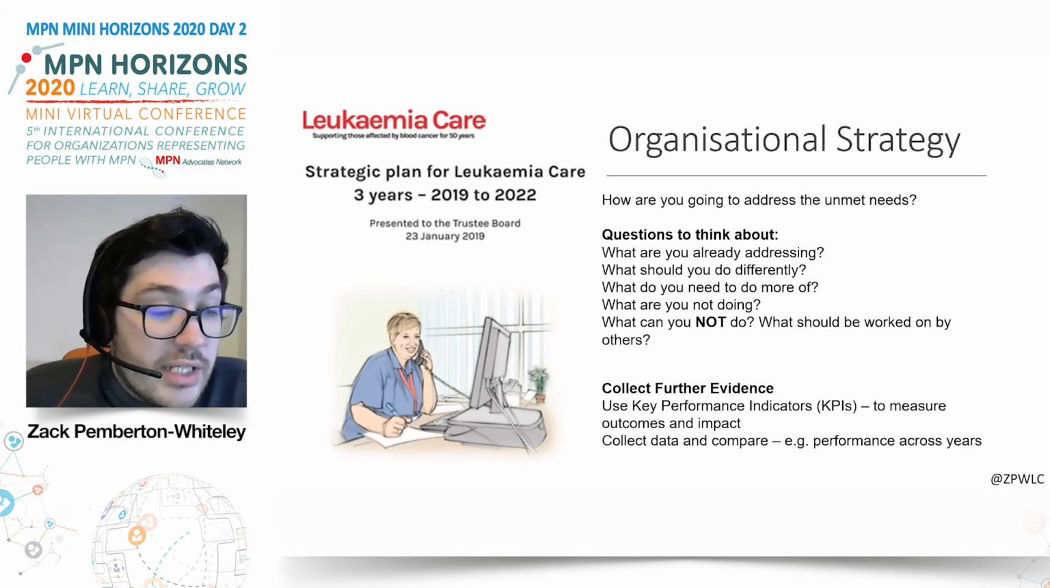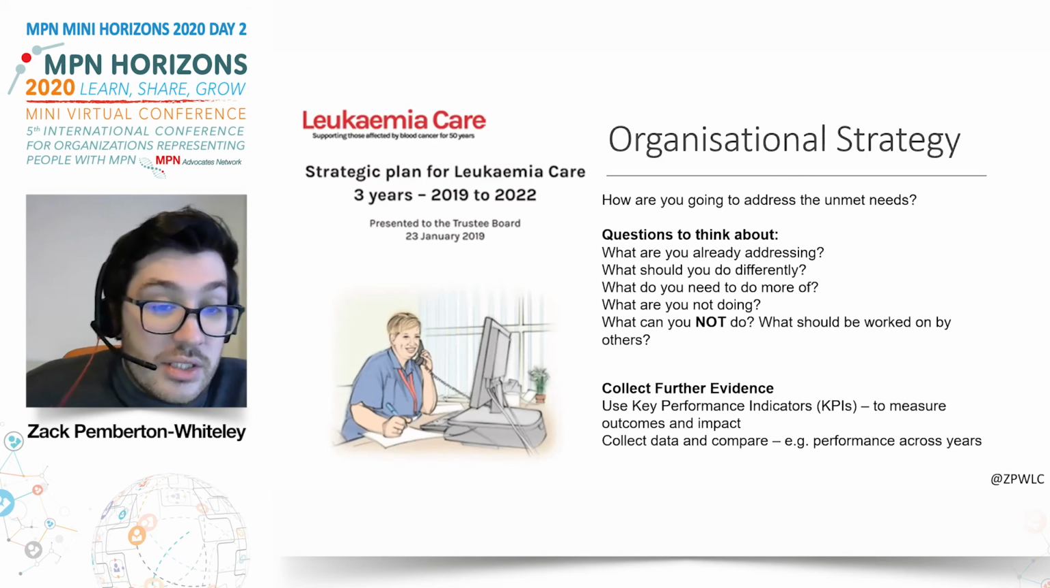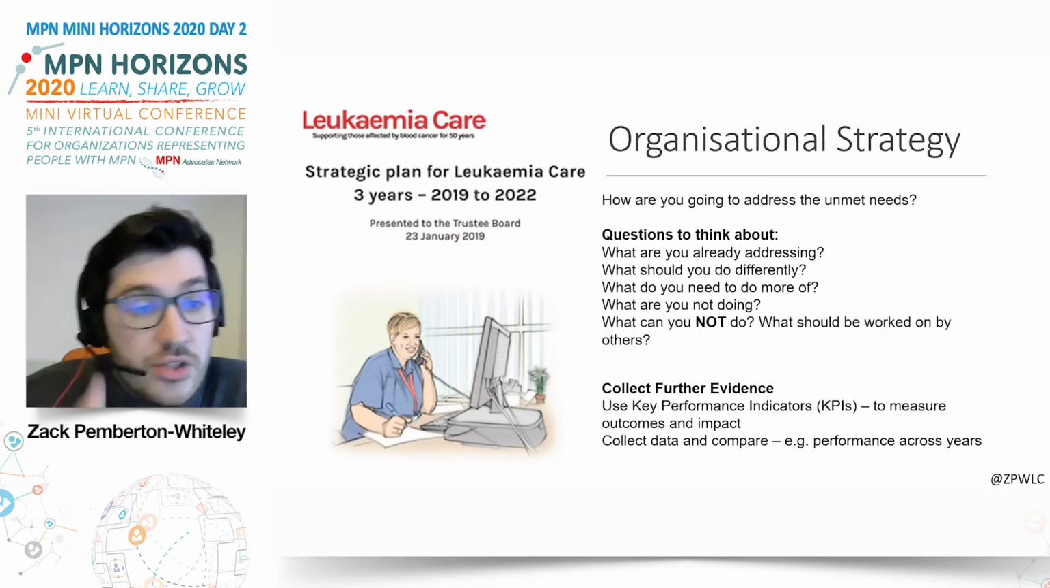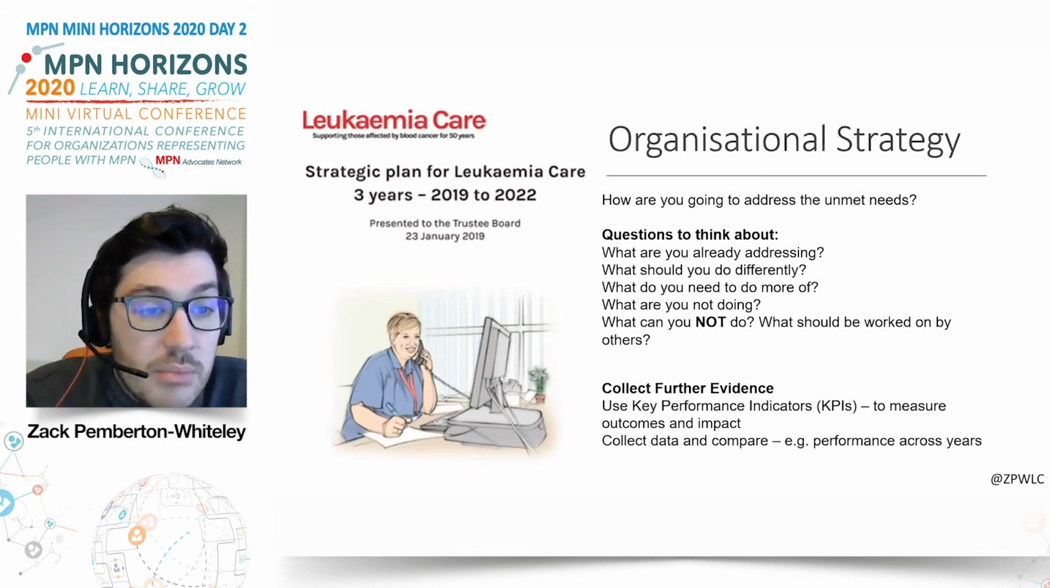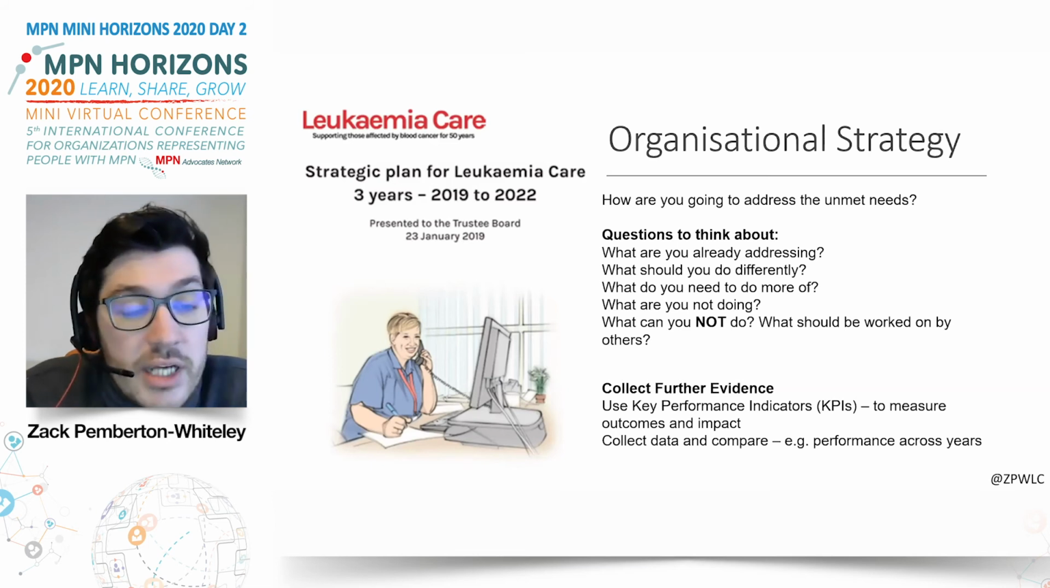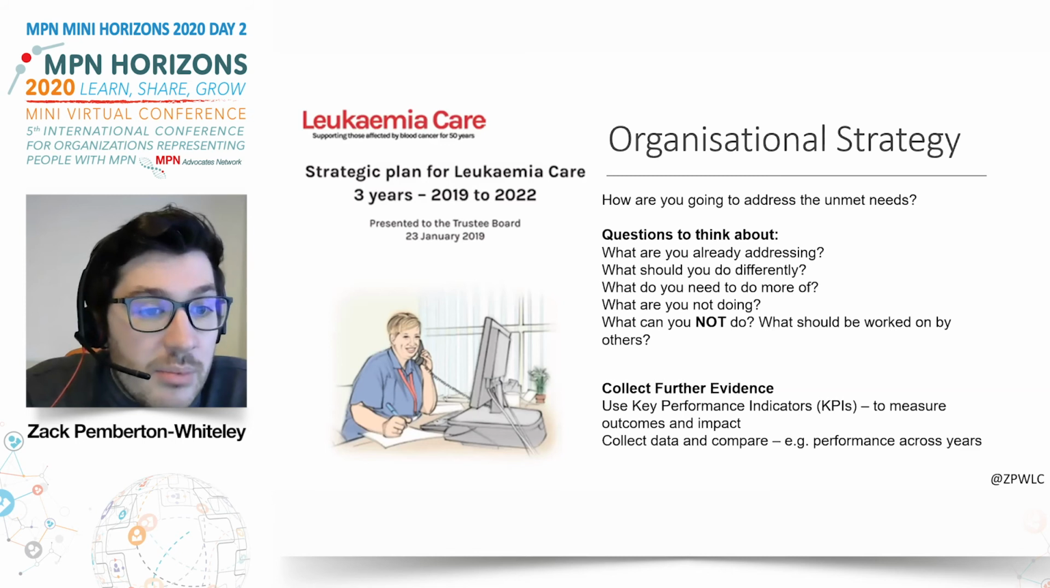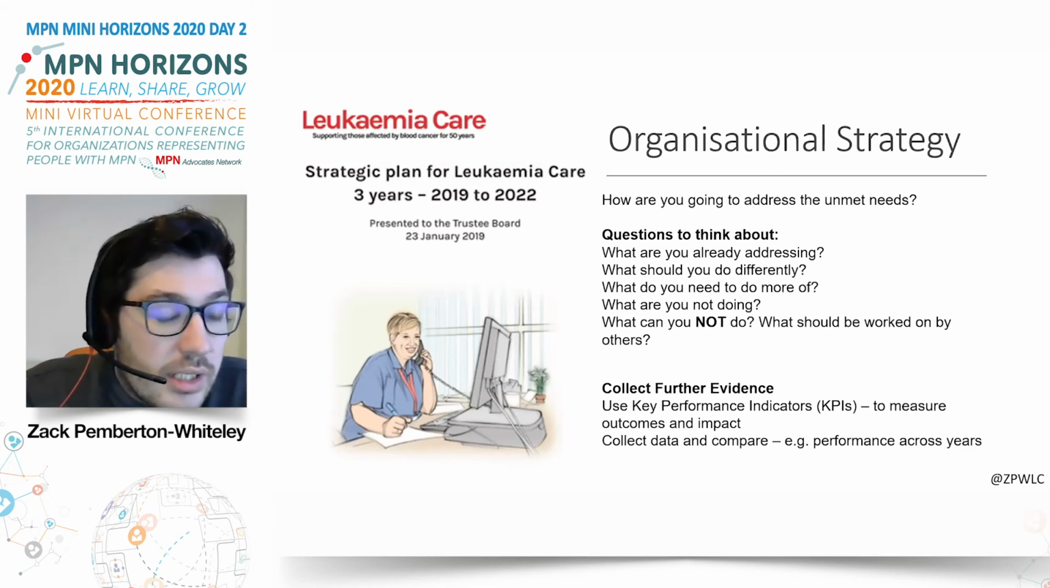So we create a strategy document that's about 100 or so pages that sets out what we're doing as an organisation and where we're going to work, where we're going to put resources, where we're going to put our time, in order to make sure we have the greatest impact on the lives of people affected by leukemia and other blood cancers.